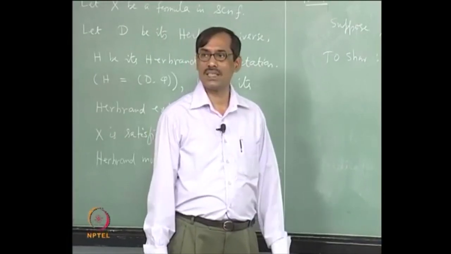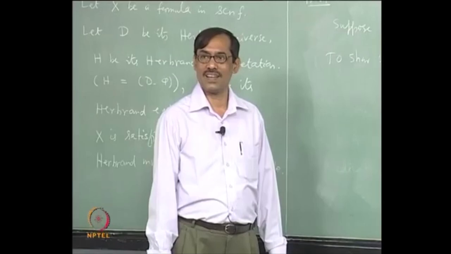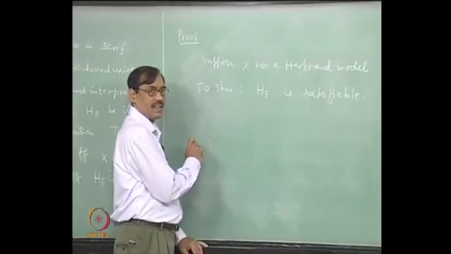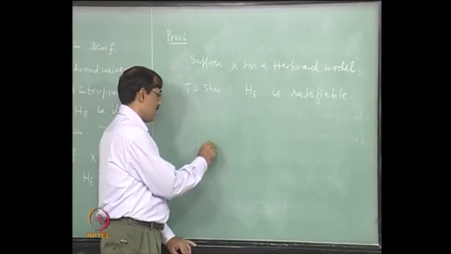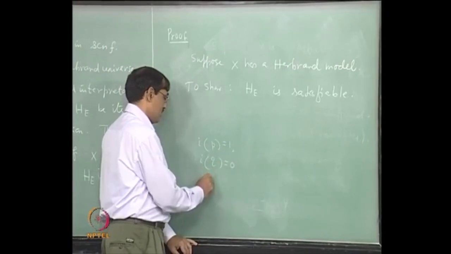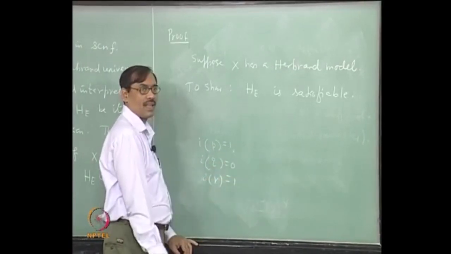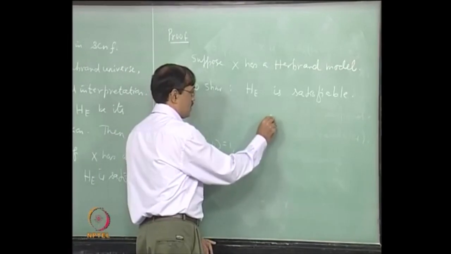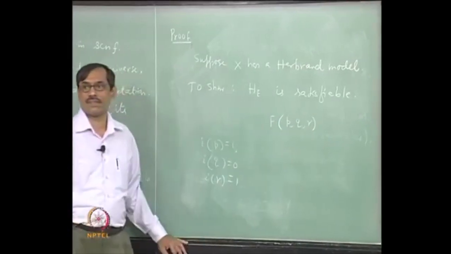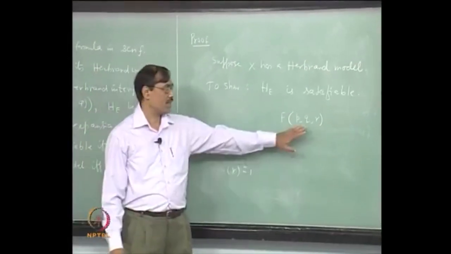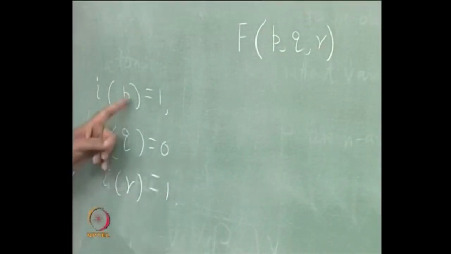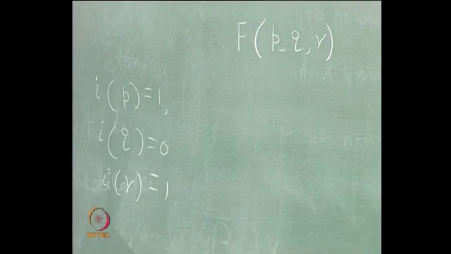See, in propositional logic itself, we could have discussed that. Suppose I is one interpretation, okay, in PL. So I have I of P equal to 1, I of Q equal to 0, I of R equal to 1. Now I have some formula involving P, Q, R. I want to have a model of this. Assume that this is a model of this, right? I can write this model in a different way.